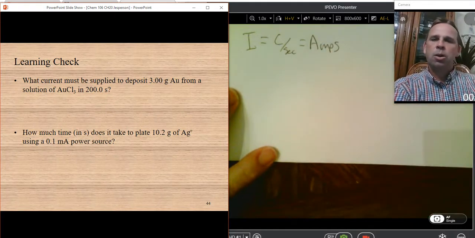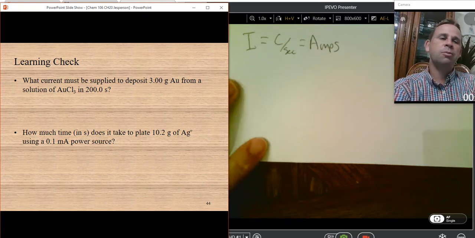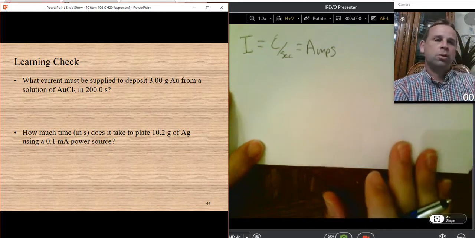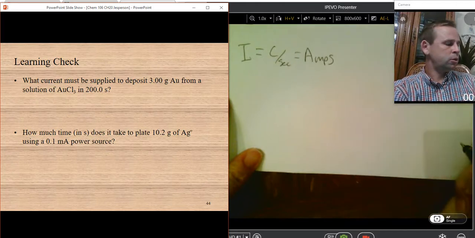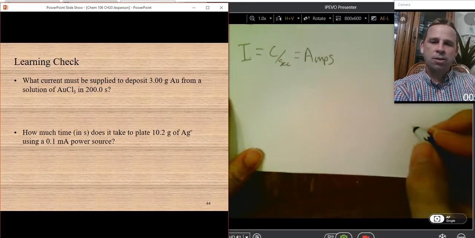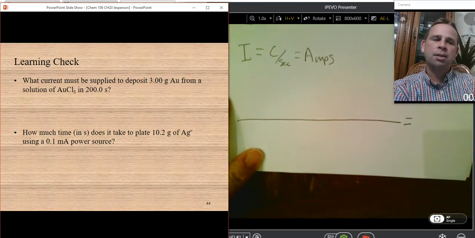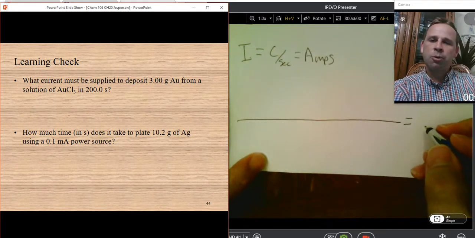So how many coulombs per second need to be applied to deposit 3 grams of gold from a solution of gold chloride if we want it to be done in a time of 200 seconds? We can use our old tool of dimensional analysis to answer this. We just set up an equal sign and a line like this, and we identify what we're looking for, what current.